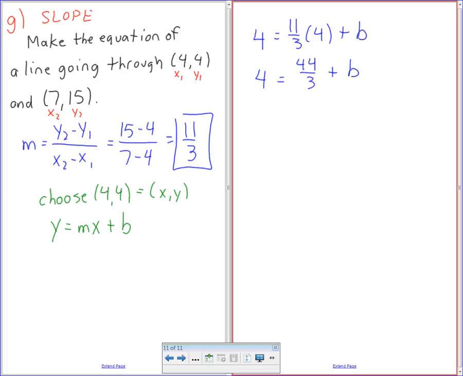Turn 44 over 3 over the equal sign. So I'm going to change this to 12 over 3 minus 44 over 3 equals b. Where the heck did I get 12 over 3? Because I needed a common denominator to subtract this. So that's going to be negative 32 over 3. Equals b.